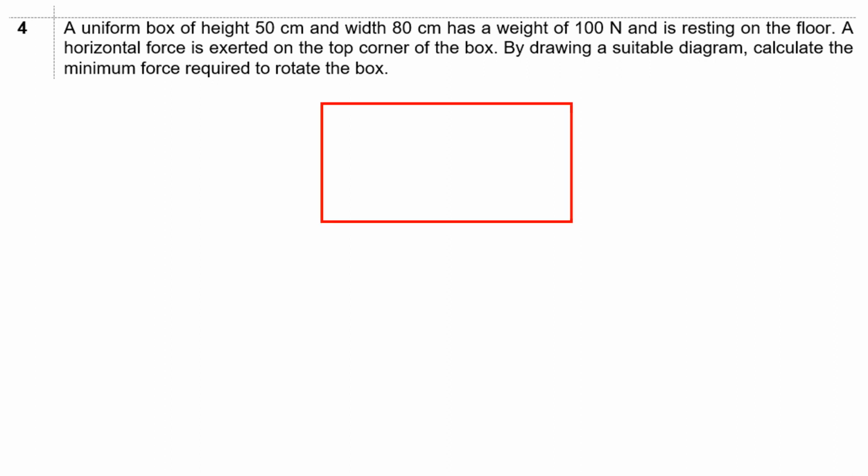So first, let's have a box. I'm not going to label the height and the width first because I think it's very obvious. Next, let's look at the forces. We have a weight of 100 newtons. So let's label this weight equals 100 newtons. And then we have a horizontal force exerted on the top corner of the box. So this force here, we don't know what it is. Let's just label it F.